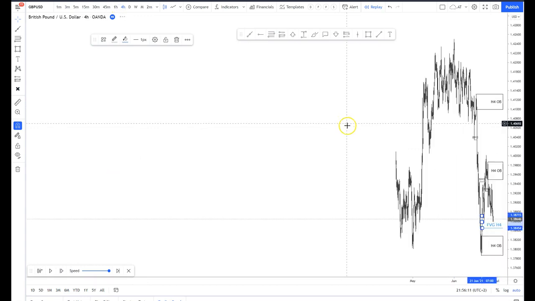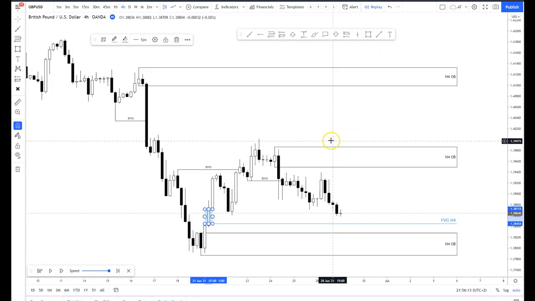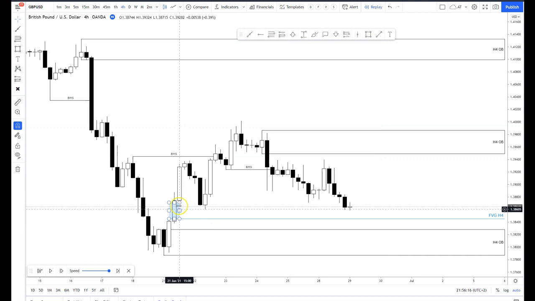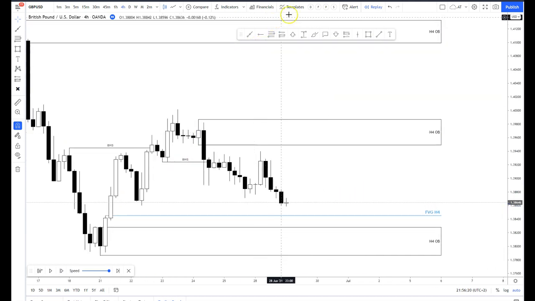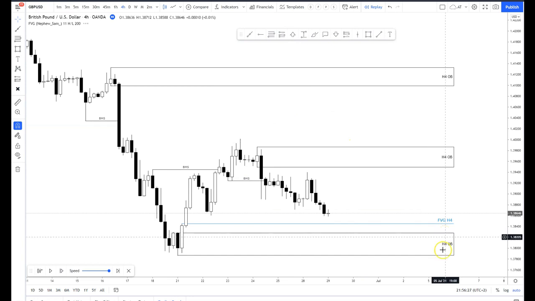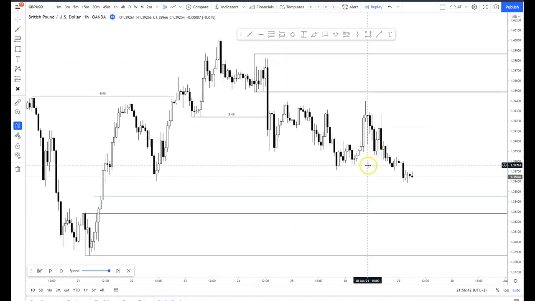to be filled. So for me, my points of interest primarily are order blocks on the H4 and the H1 and FVGs on the H4 and H1, and I always want to see the FVGs filled completely before I'm going to use them as a point of interest. You can mark them with the naked eye, but there's a tool by a guy called Nephew Sam that you can find on TradingView, and that really helps you spot the FVGs.